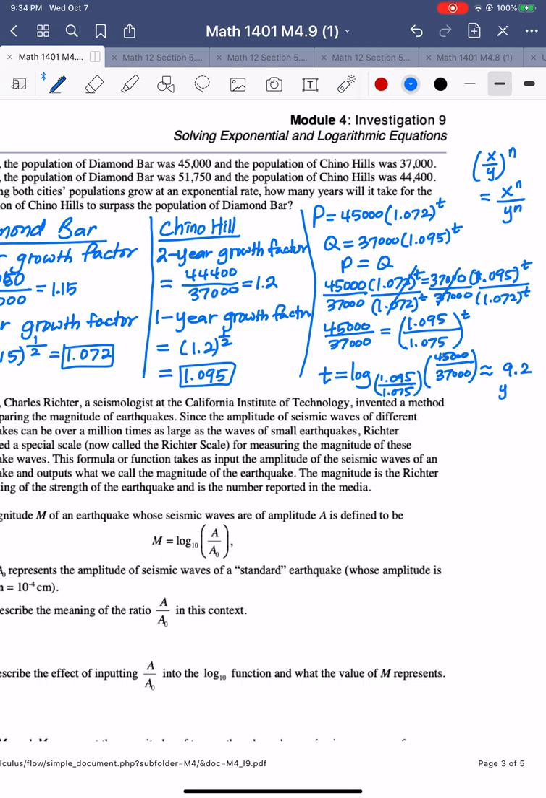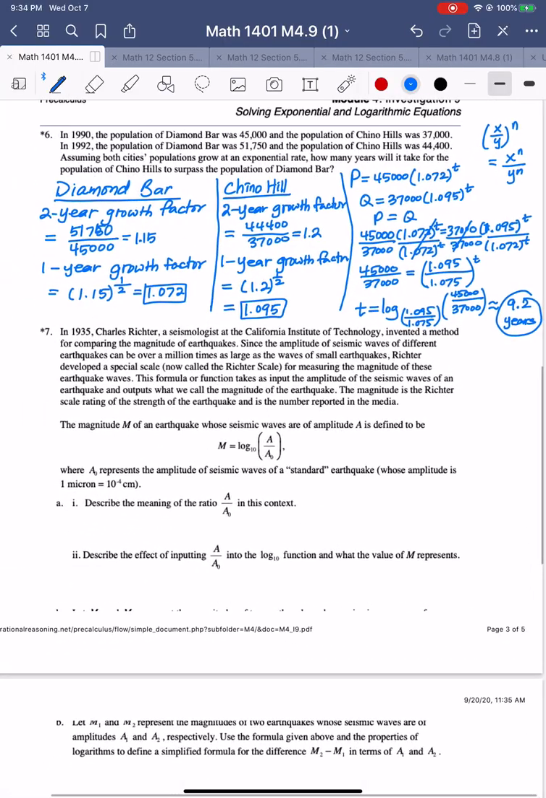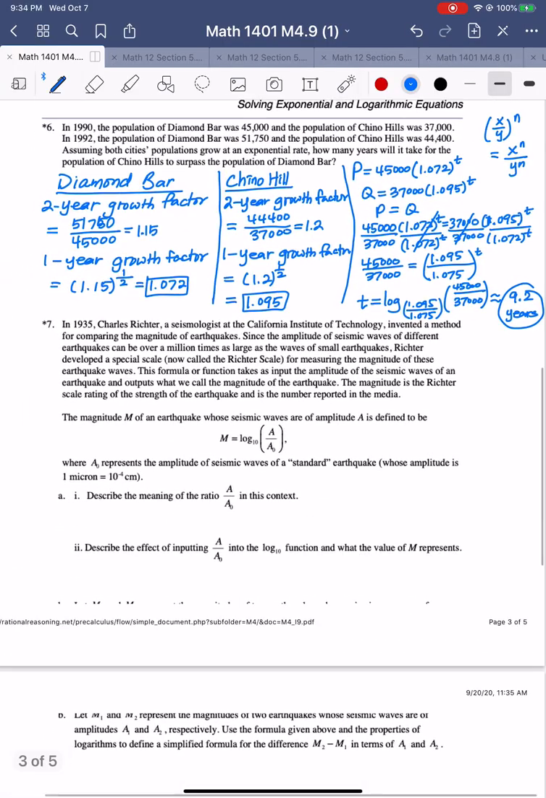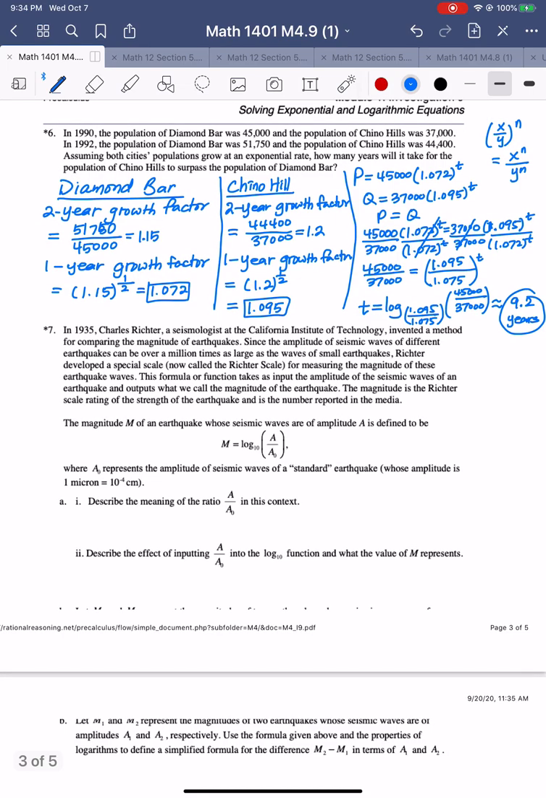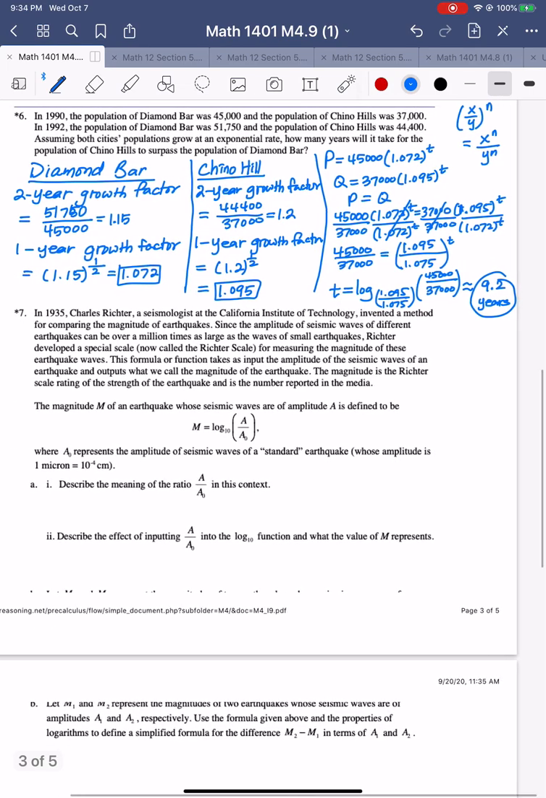So it takes 9.2 years to surpass, which is from 1992 plus 9.2. So it will be after 1999 that the Chino Hills population will surpass the Diamond Bar population, right?